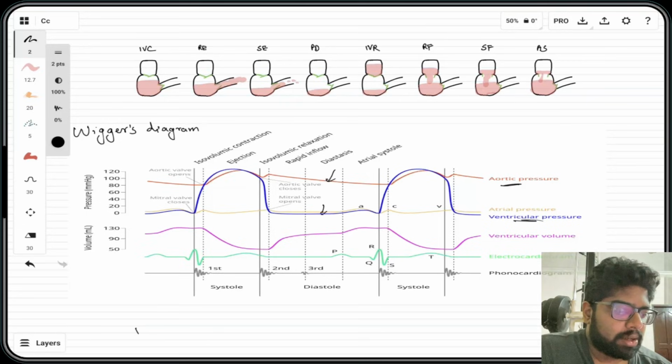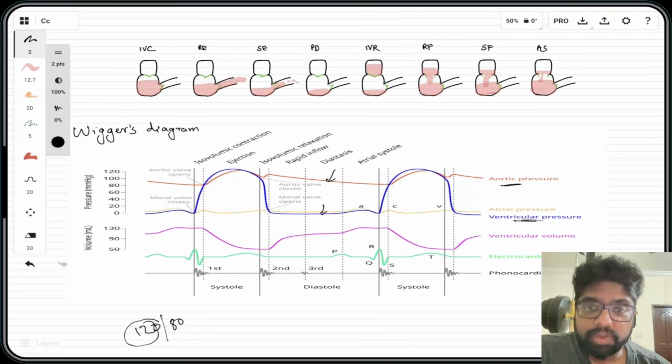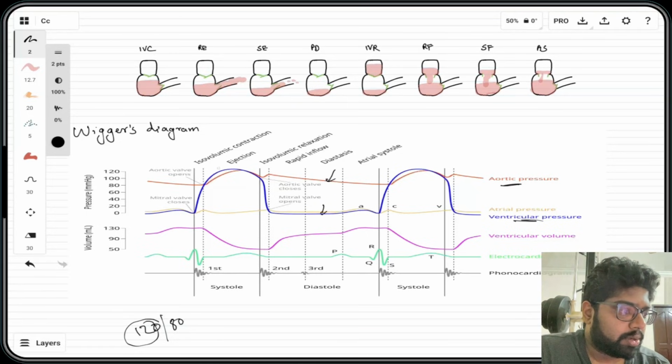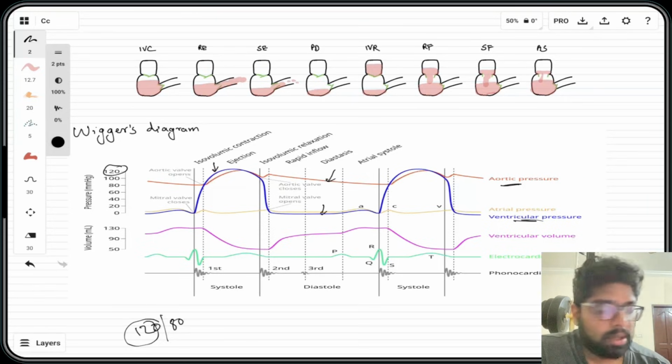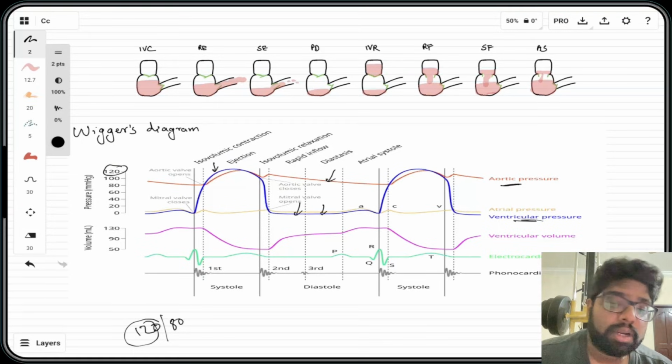The reason lies in our blood pressure, which is in a normal individual 120 by 80. This 120 is the contribution of the ventricle, and as you can see here, the ventricular pressure curve does indeed go up to 120 mm of mercury. Whereas during diastole, the body has to make sure that the blood will keep on moving. So during diastole, the aorta should not have 0 mm of mercury pressure, it should actually have a higher value.